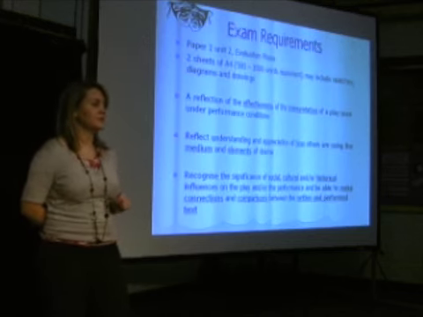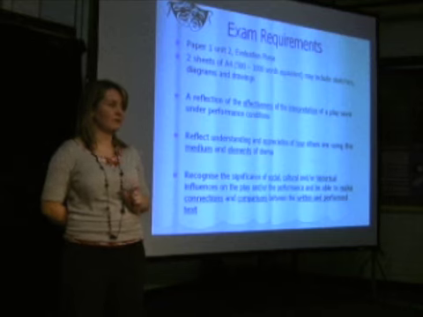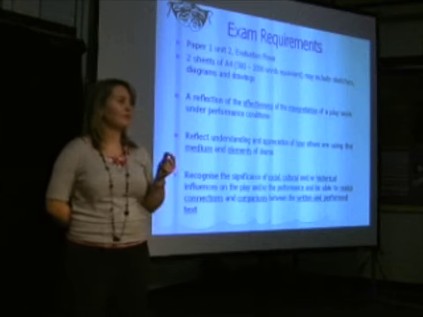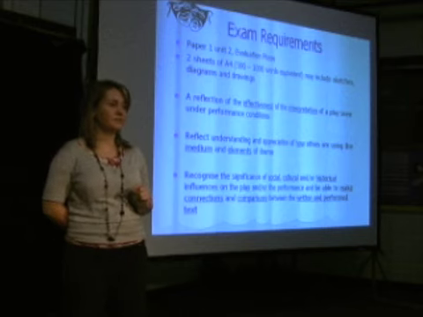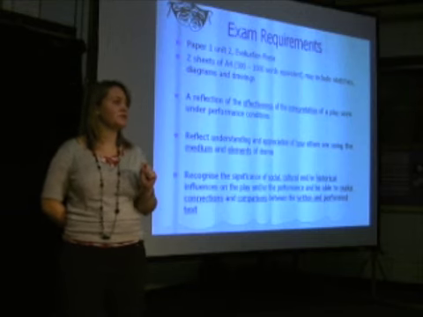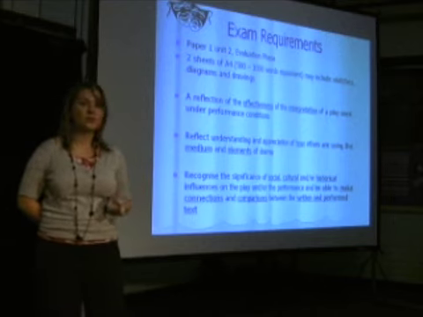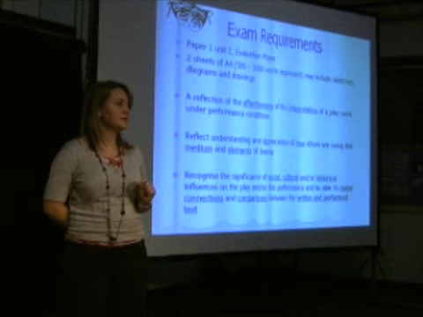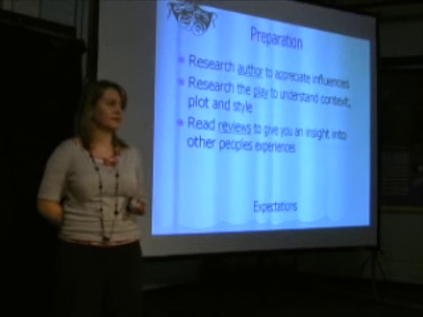The exam requirements say that we have to do 2 sides of A4, 500 to 1,000 words. We can include diagrams, sketches, and drawings. It must be a reflection of the effectiveness of the interpretation of the play that we've seen. We need to reflect our understanding and appreciation of how others have used the medium and the elements of drama. We need to respond to the significance of social, cultural, and historical influences in the play and the performance, and we need to be able to make connections between that performance and the actual written text.